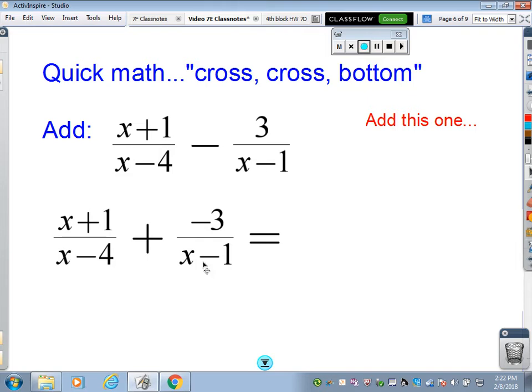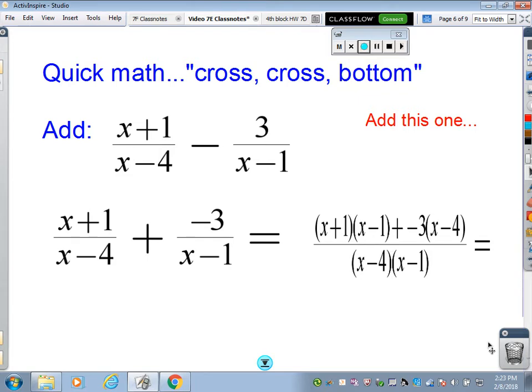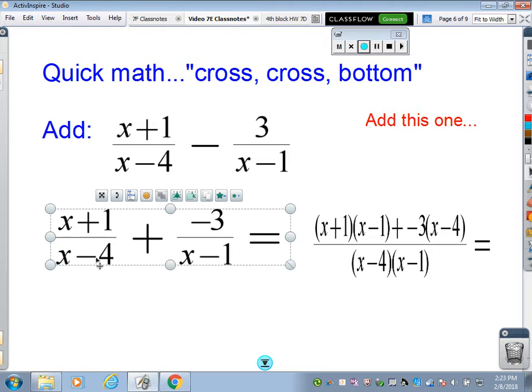I'm going to multiply these two terms together, cross, cross, and then bottom, to get the following. So x plus 1 times x minus 1 plus negative 3 times x minus 4 with my denominator. So cross, cross, bottom. All right, then it's a matter of cleaning this thing up with algebra.